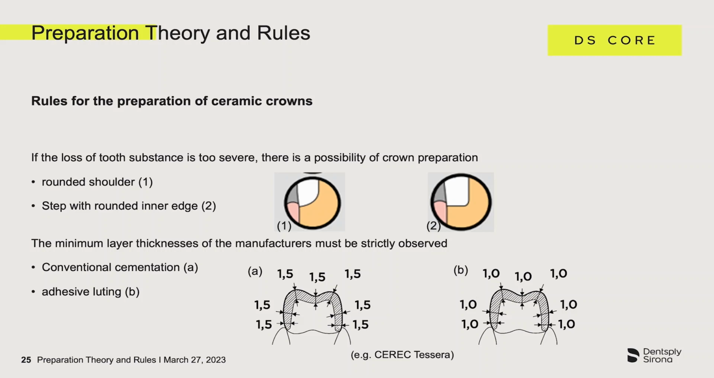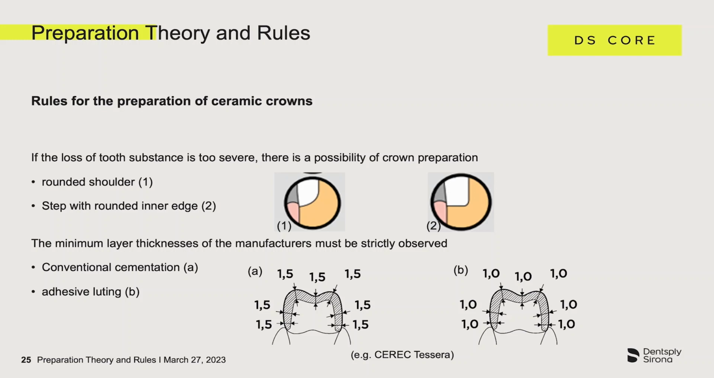Basically, if the loss of tooth substance is too severe, there is the possibility of a crown preparation. Picture 1 shows a preparation with a rounded shoulder. Make sure that the preparation angle is as blunt as possible, so that the ceramic does not break out. Picture 2: the preparation of a step with a rounded inner edge is more optimal if you want to restore this tooth with a ceramic crown.